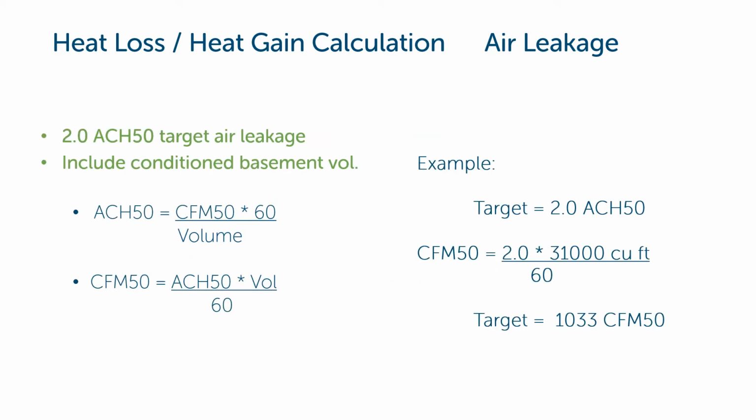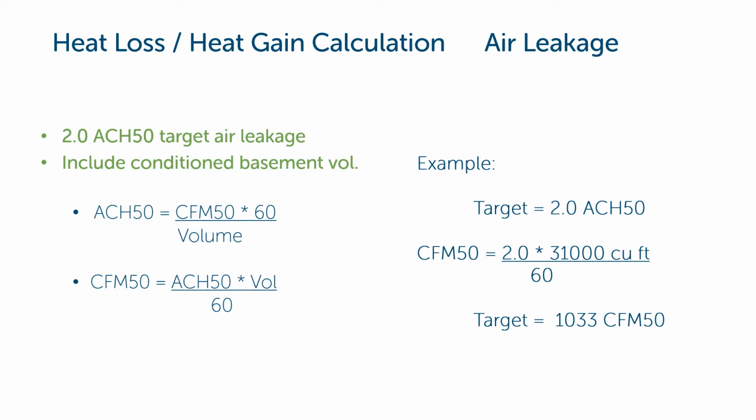You may have to convert the units on your air leakage target. So if you're doing your heat loss calculation and your software is requiring CFM50 instead of ACH50, and you know you need 2.0 ACH50 for your target, you'll have to calculate the volume. Be sure to include the volume of air in the conditioned basement. And you can convert them using these formulas.